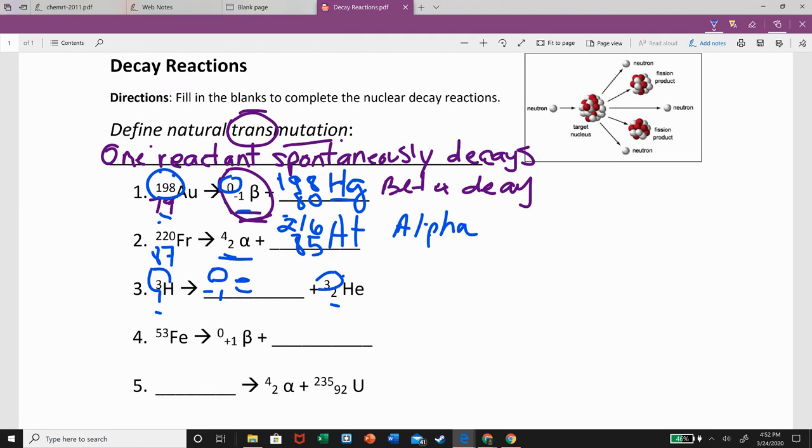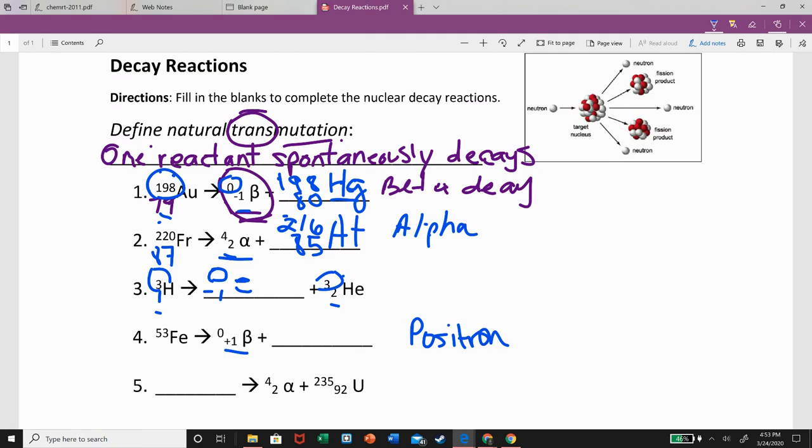Okay, so if I look at the next one, I have iron and it's got this funny looking thing. So this means that this is a radioactive transmutation, right? Iron is going to change into something else by getting rid of something from its nucleus. So what is it getting rid of from its nucleus? I have a 0 and a positive 1 and that funny looking b. So that's the beta with a 0 and a positive 1. So in this case, this is the positron.